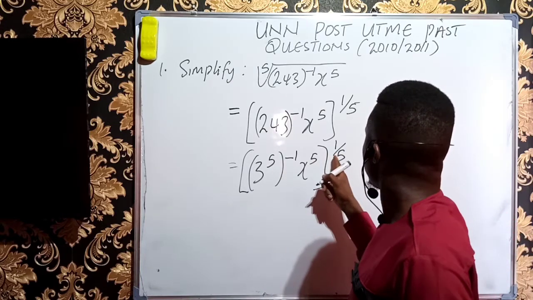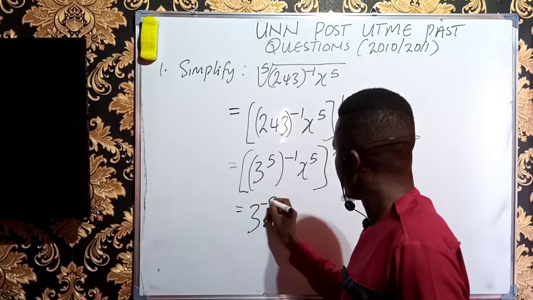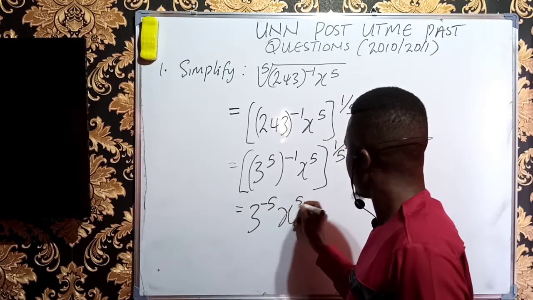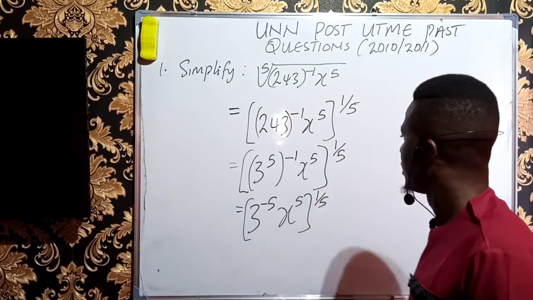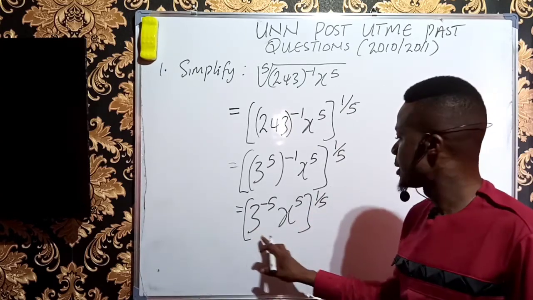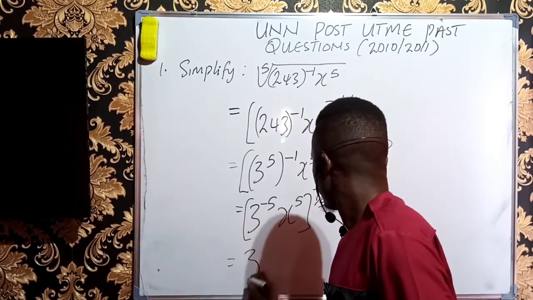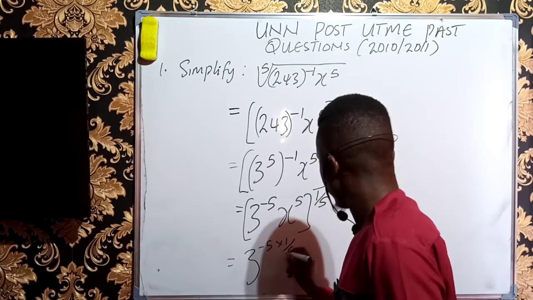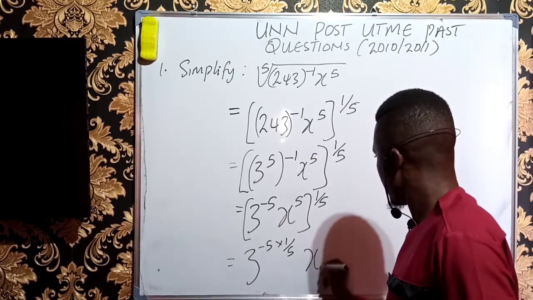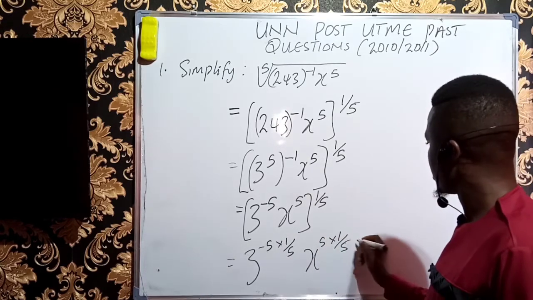Now, this 5 with times minus 1, we shall get 3 power of minus 5 x power of 5, everything raised to the power of 1 over 5. Now, this power of 1 over 5 will affect every member of this bracket. So we shall have 3 power of minus 5 times 1 over 5. The 1 over 5 is affecting everything. Then x power of 5 times 1 over 5. You can see how it is split here.